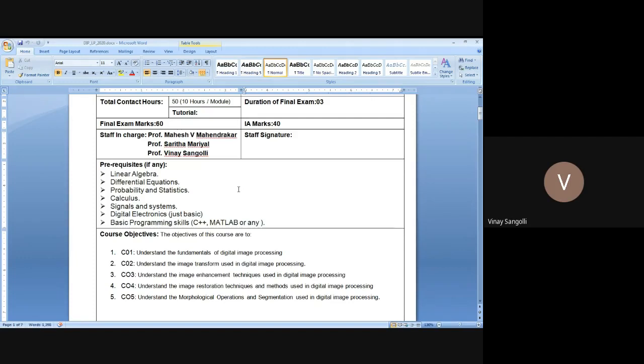Apart from that, when you see the lesson plan, the prerequisites we require are linear algebra, some concepts of linear algebra basically, and differential equations. So a bit of differential equations. As I told you, we would require signals and systems.